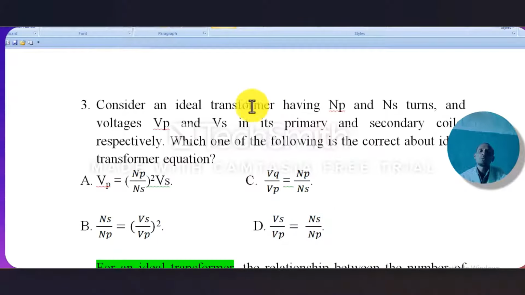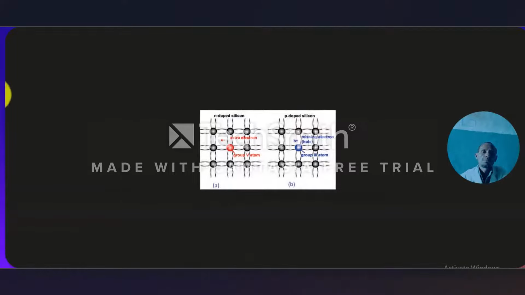From the given question, we come to the transformer having a number of turns in the primary coil and secondary coil, and its equation. Let me show you something related to this. Wait a moment.